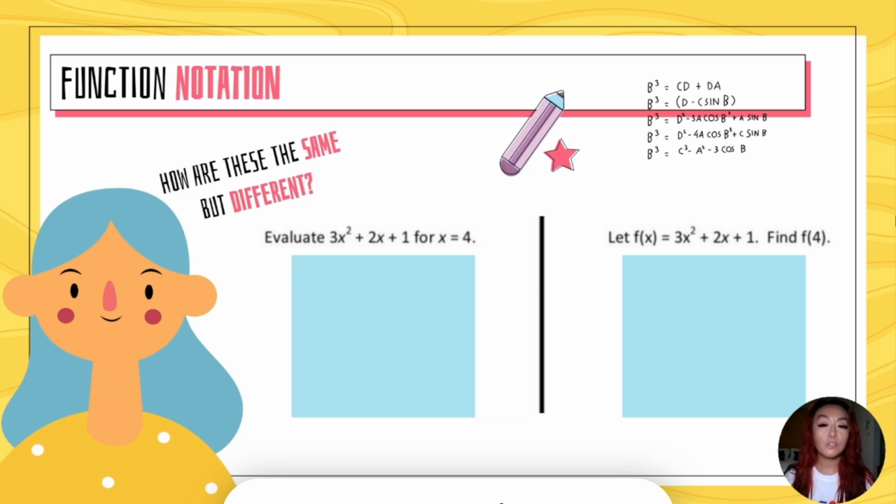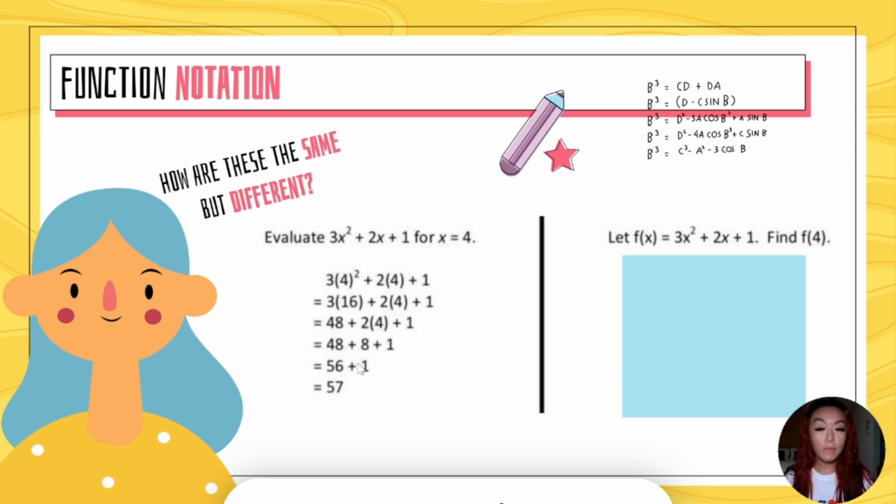Pause this video and ask yourself, how are these two the same but different? Hopefully you're thinking that they're basically the same question, but the notation is slightly different. If you take a look at the first one, it says evaluate 3x squared plus 2x plus 1 for x equals 4. What does that mean? That means we're just going to substitute 4 for x and evaluate the expression, right? If you do that, you should end up with 57.